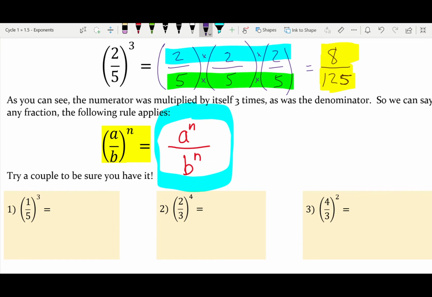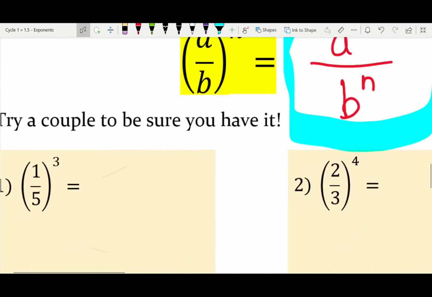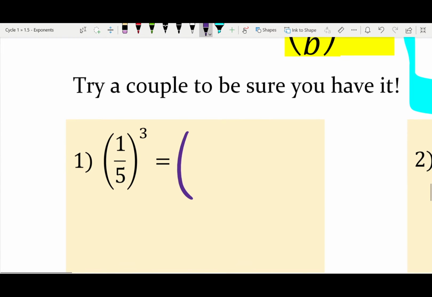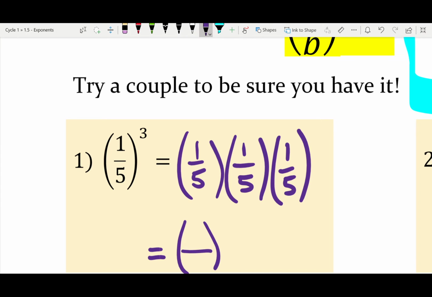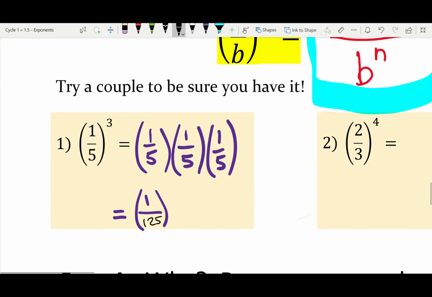So on our first one, if you were to expand it all out, which some of you guys did, some of you wrote it out like this. And some of you just wrote the answer, which I'm fine with as well, but just for the purpose of writing it all out. You got 1 over 125. I think everyone got that one.